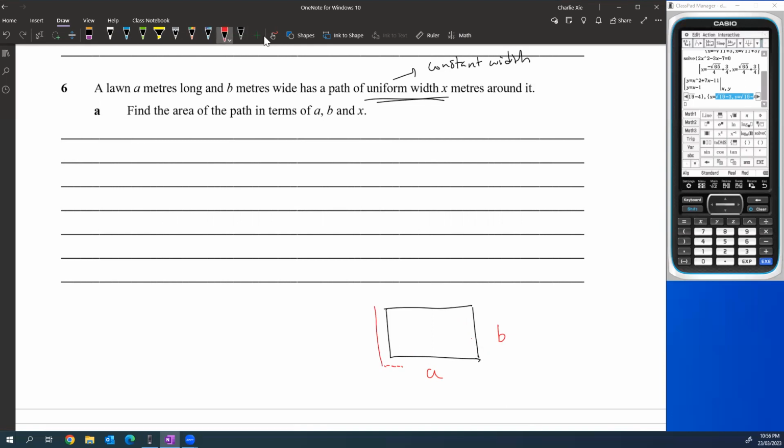So, and make sure it's uniform. So your width of the path is always what is it? X meters. Okay, X meters. All right, so this one will be X. So this will be X. This will also be X. Okay. So the area of the path in terms of A, B, and X.